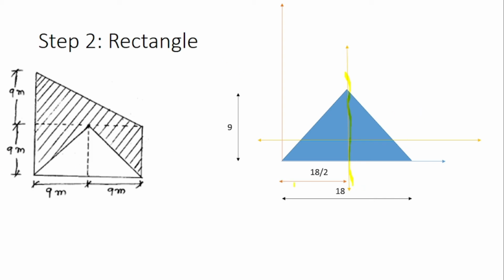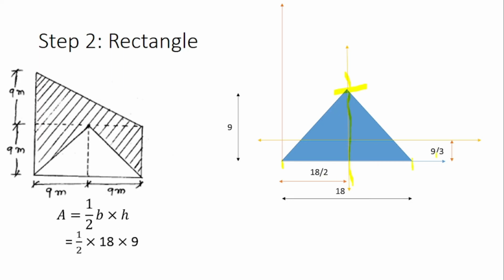Then we'll find out the x bar for this triangle. As we can see, from this distance to this distance, it is 18 meters. So half of it will be 18 by 2. Then we'll find out the y bar. Y bar will be height divided by 3. You can write this as an additional formula in your notebook. So we have got x bar as 18 by 2 and y bar is equal to 9 by 3.